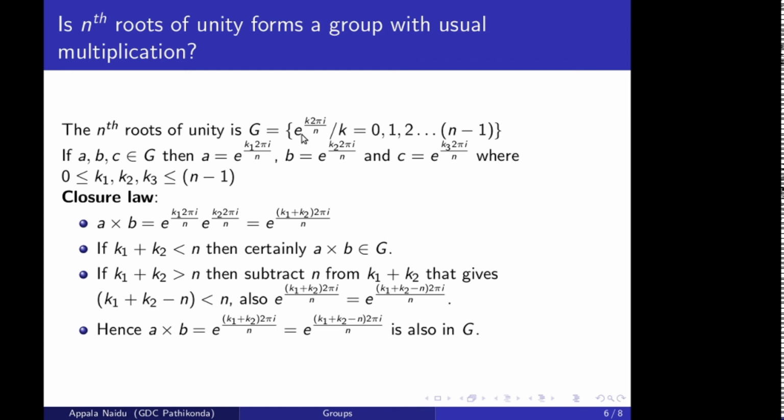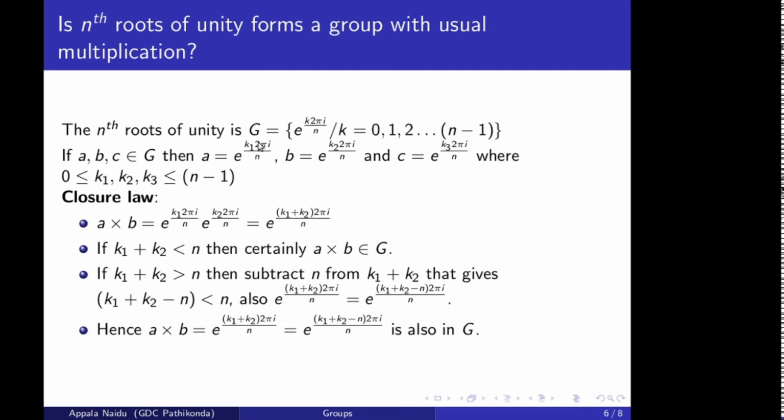Now in order to check whether G is a group with multiplication, we have to check closure law, associative law, identity law, inverse law. First let us look at closure law. Before starting to check these laws, let a, b, c be elements in G, then they will be of this form.